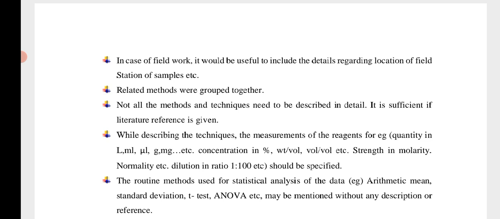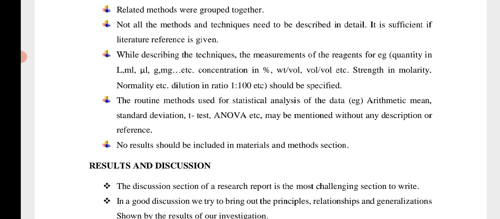And some of the materials and methods deal with the statistical analysis of data, like standard deviation or the arithmetic mean, t-test, and ANOVA table. They may be mentioned without any descriptions or references. So, the main thing is that no results should be included in materials and methods. Here, only what type of methods and materials were used in this research should be mentioned. Only the materials and methods part should be written. You do not mention any results, tables, figures, and result images. And finally, results and discussion.